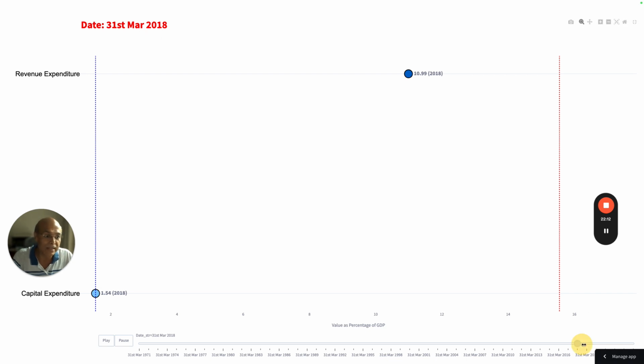And if I drag it further now, you'll see that suddenly the government realized that the capital expenditure is important, and they started spending on capital expenditure. You see that the government is making a lot of claims of increasing capital expenditure. This is a recent phenomenon, by the way.